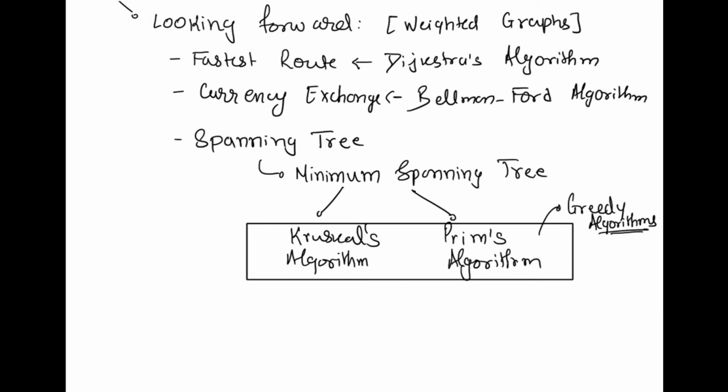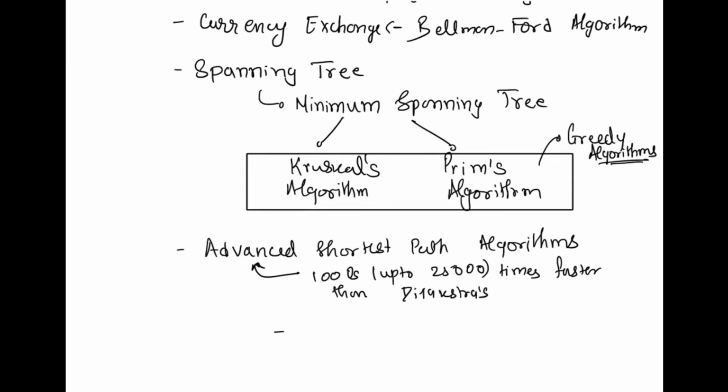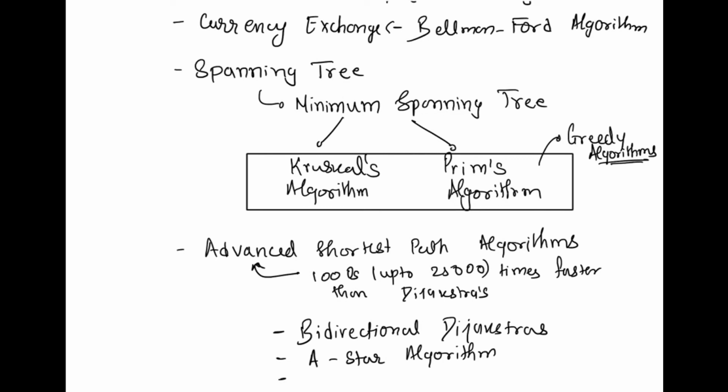So the fastest route could have been found by Dijkstra's algorithm, but there are advanced algorithms that give the shortest path, and these algorithms can be 1,000 times faster than Dijkstra's algorithm, and in some cases they are observed to be 25,000 times faster than Dijkstra's algorithm. So to name a few advanced shortest path algorithms, one of them is bidirectional Dijkstra's, the other one is the A-star algorithm. Then we also have contraction hierarchies.